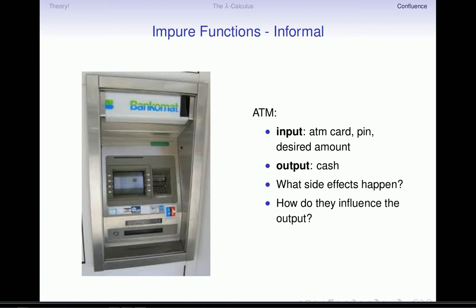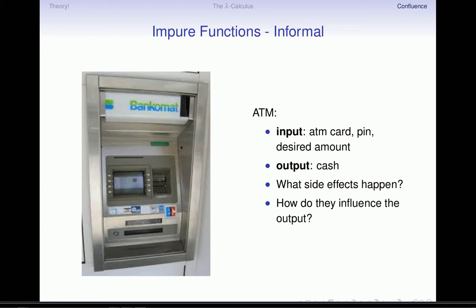Possible side effects that might happen would be as follows. First, I might not get any cash at all, which is essentially like an exception, because either my PIN could be wrong, or I could not have money on my account, which is why the ATM would deny giving me money. Also, there is a very important side effect that is not reflected in the cash that I get, because the money on my account is actually reduced.